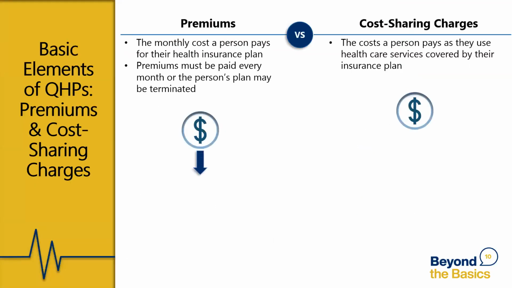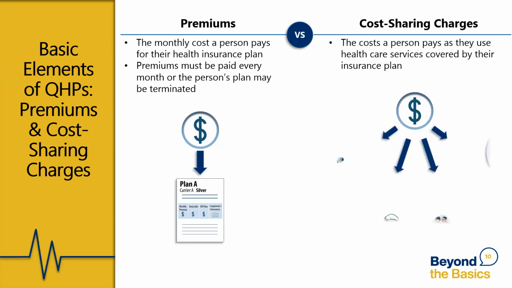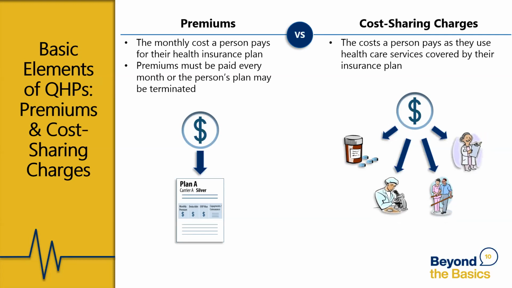Two more basic elements of QHPs are premiums and cost-sharing charges. Premiums are the monthly cost a person must pay for their health insurance plan, regardless of whether they use healthcare services. Premiums basically function like a subscription service, like Netflix, for example, meaning that the premium must be paid every month or the person's plan may be terminated. Cost-sharing charges, on the other hand, are the costs a person pays when they actually use healthcare services.